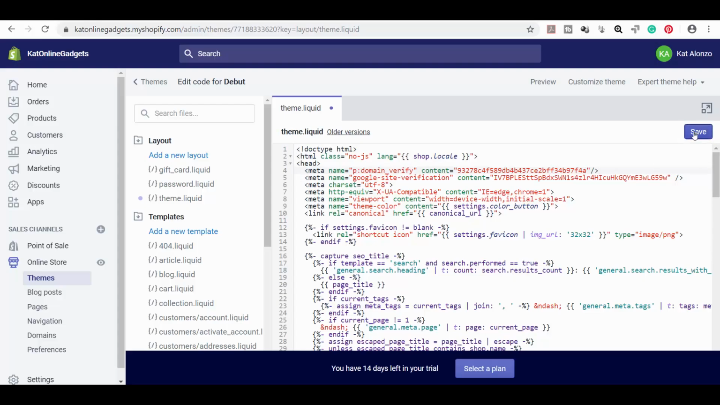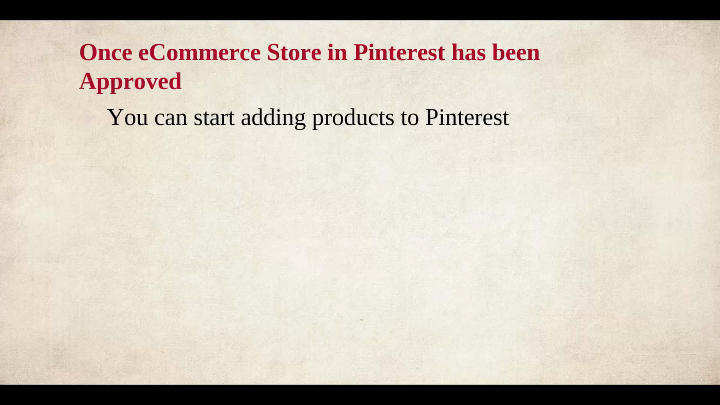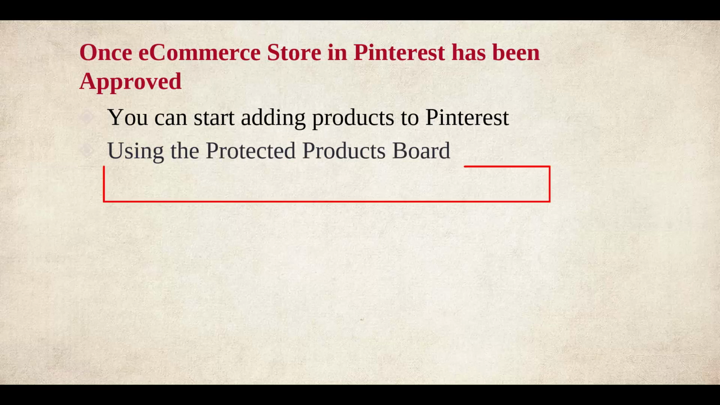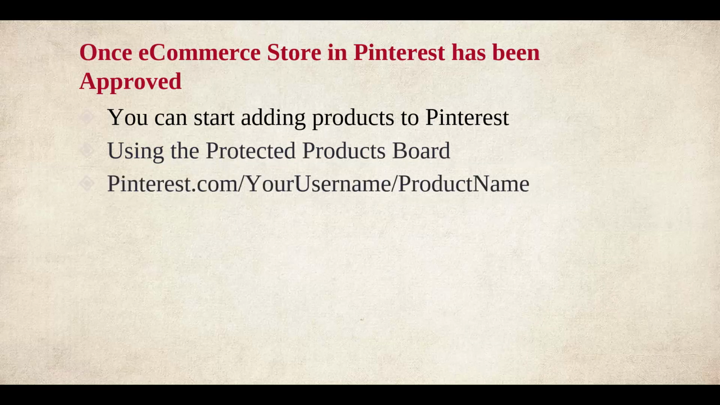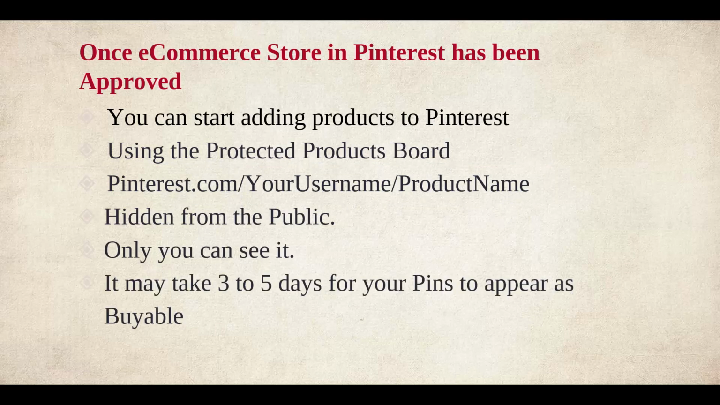Now click Save. Once your e-commerce store has been approved, you can start adding products to Pinterest using the Protected Products board using this URL. This is hidden from the public, so only you can access this. According to Pinterest, it may take 3 to 5 days for your pins to appear as buyable.